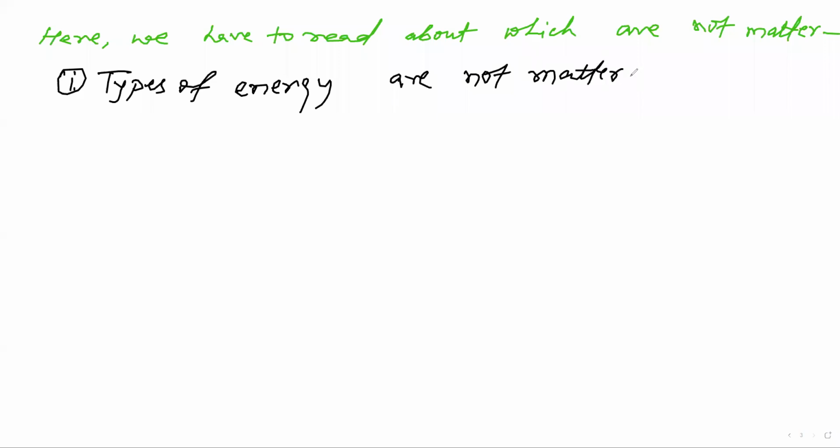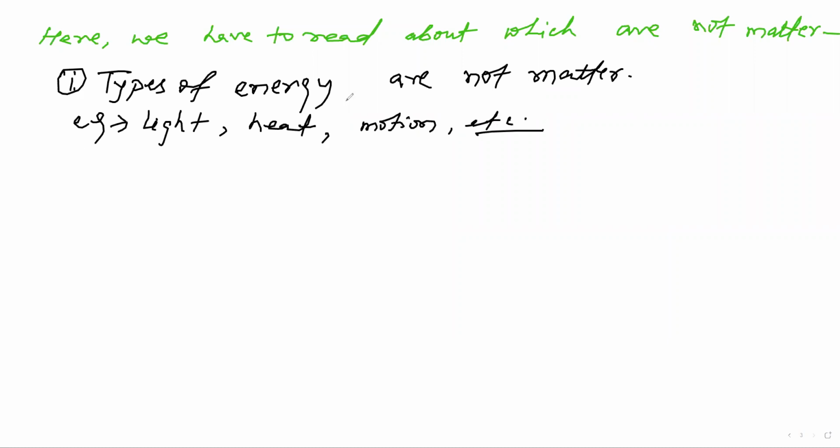Remember this point. As for example, light, it is a type of energy, not matter. Heat, it is a type of energy, not matter. Motion, it is a type of energy, it's not matter. And there are so many examples which are not matter. So remember these things.